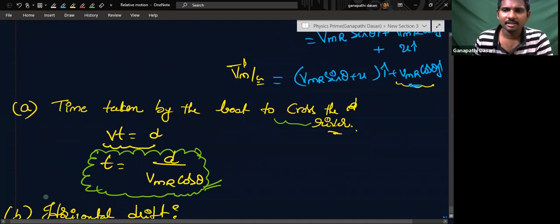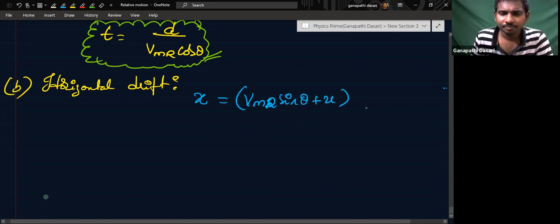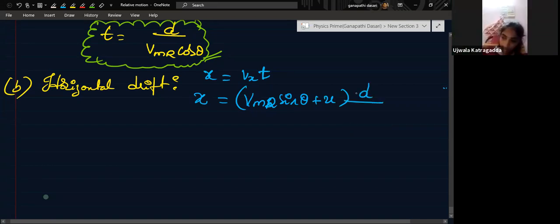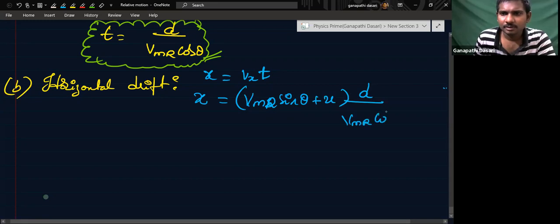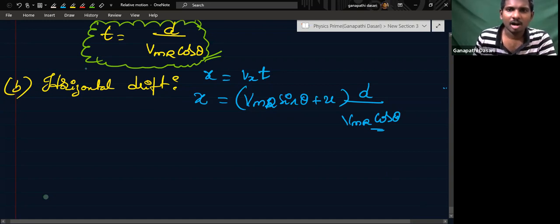Horizontal velocity is how much here? VMR sin theta plus u. X is equal to Vx into t, right? That Vx is VMR sin theta plus u. Time is how much? D by VMR cos theta. This is the horizontal drift. I got the horizontal velocity and multiplied it by the time.